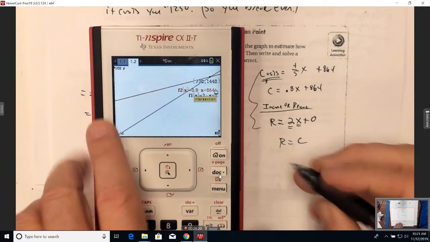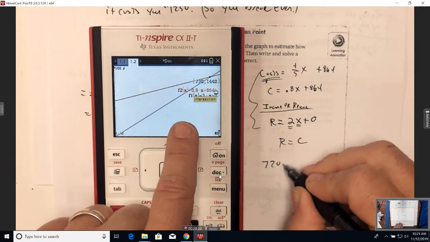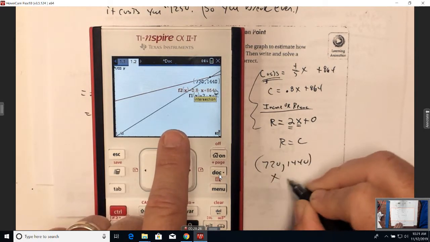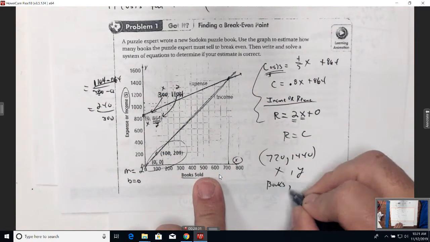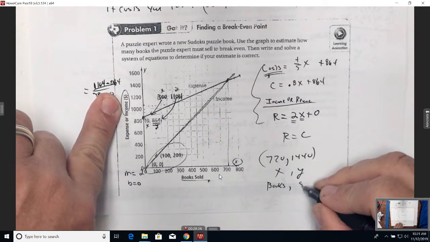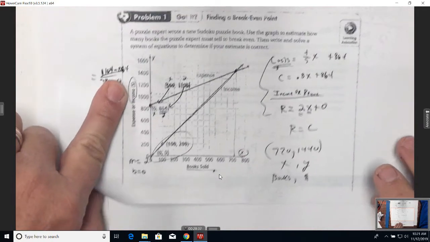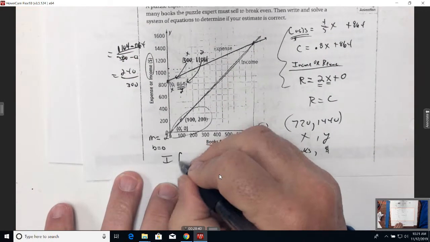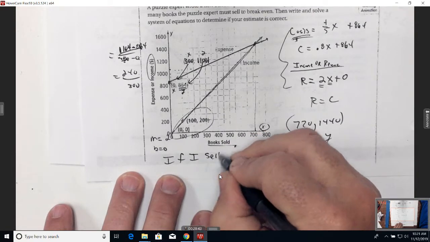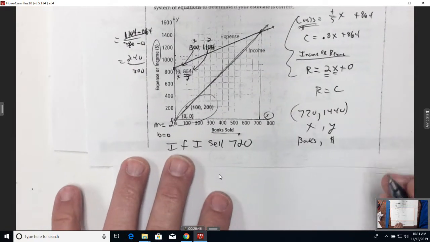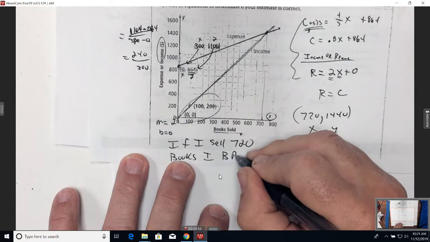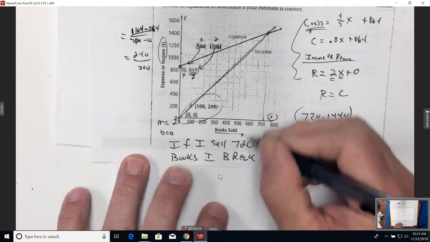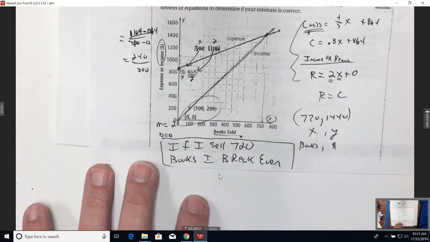So what's my answer to this problem? 720, 1440. Remember, that is X and that is Y. What does X refer to in the problem? Books. What is Y referring to in the problem? Money. So what does this mean? This means if I sell 720 what? Books, I break even. What does break even mean? You make no money, but you lose no money.